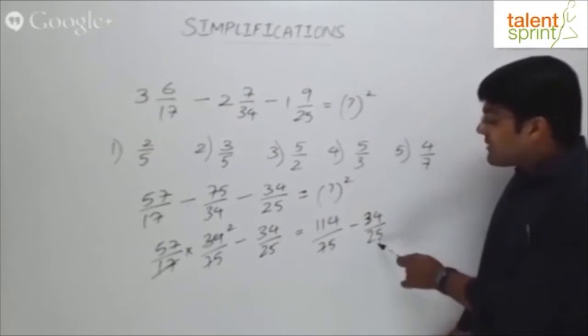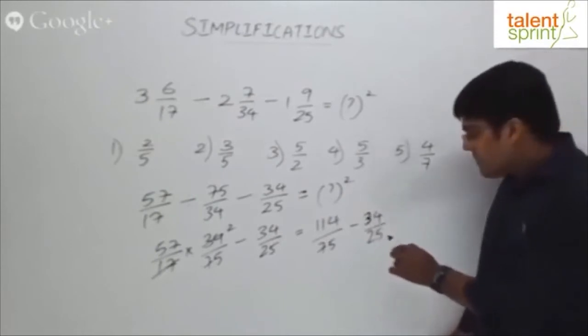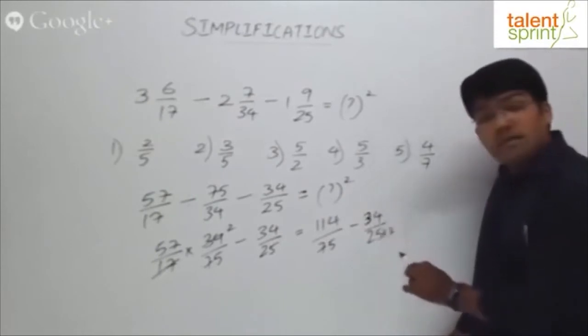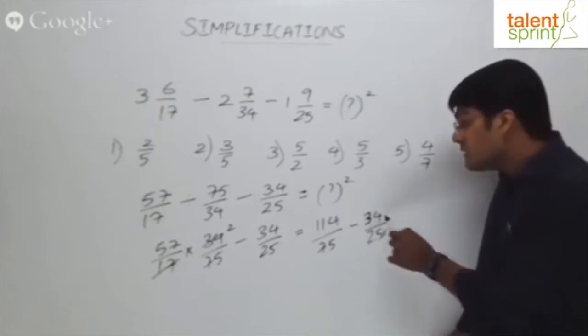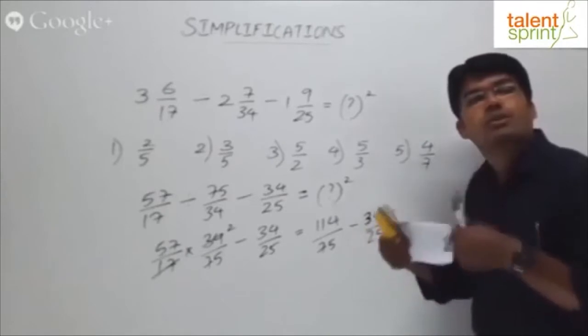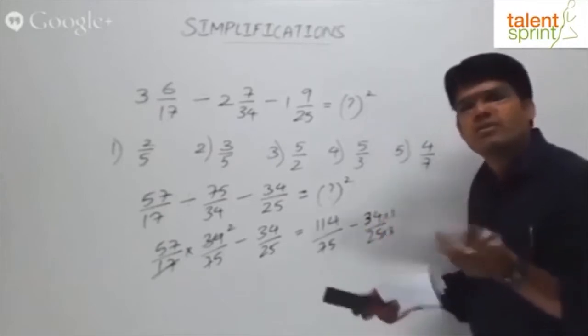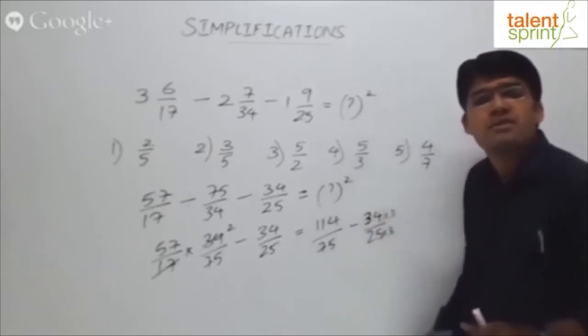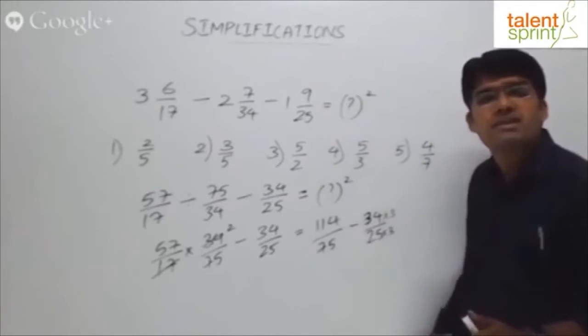It's easy to convert 25 to 75. How do you do that? Multiply this with 3. But remember, when you multiply the denominator with 3, the numerator should also be multiplied with 3. Yes or no? In any given fraction, when both numerator and denominator are multiplied with the same value, we do not change the fraction. The fraction value does not get changed. So multiply both numerator and denominator by 3.